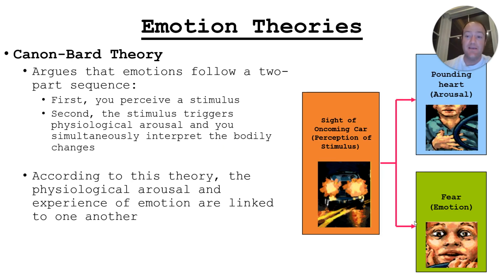The next theory, and again, I apologize, my ugly face is covering up part of it anyway. The Cannon-Bard theory says that the same 3 things happen: the event, the arousal, and the emotion. It's all the same 3 things. However, this theory says that the pounding heart, or the physiological arousal, and the emotion happen simultaneously. So, in other words, our brain isn't interpreting them, they're happening simultaneously.